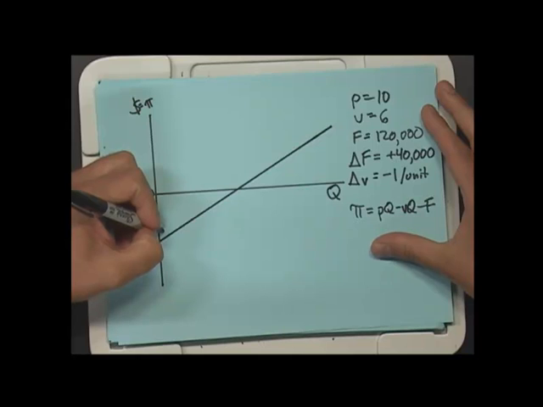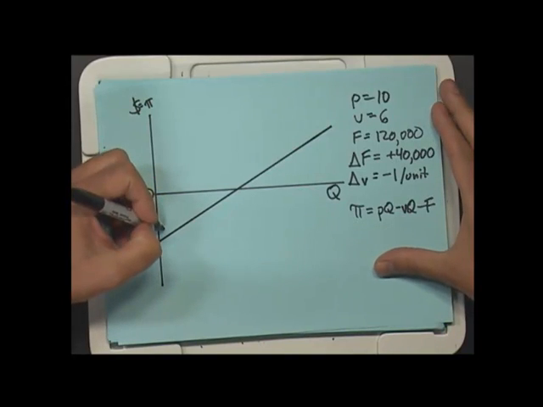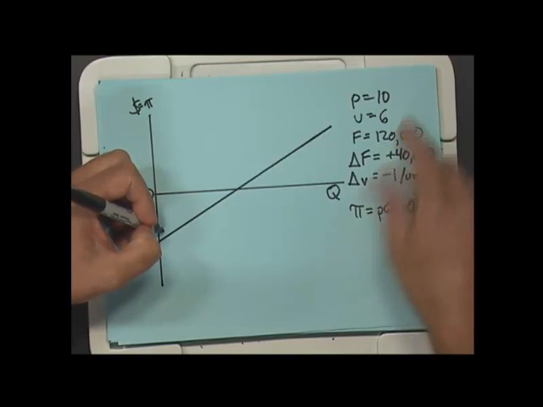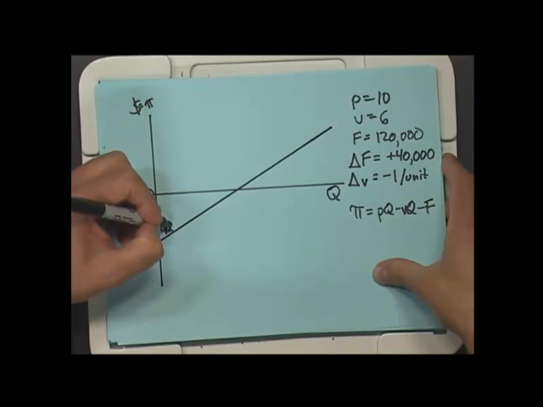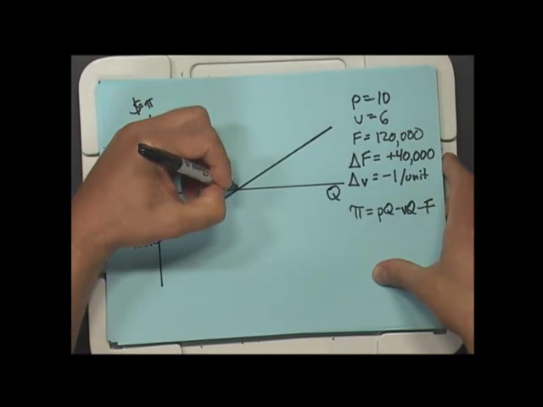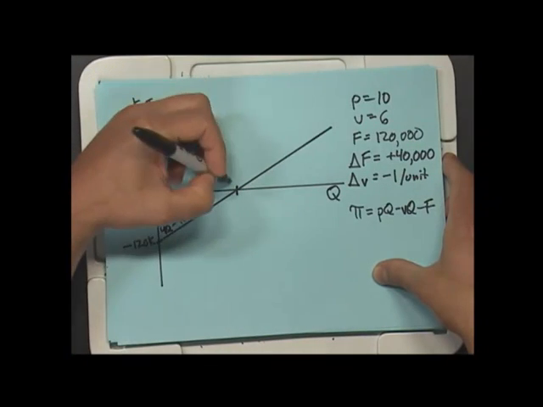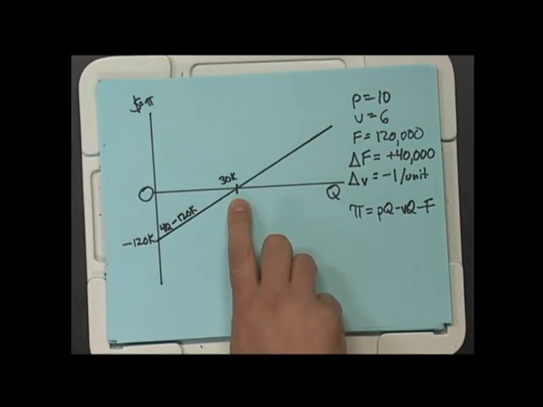This line here is our contribution margin, 10 minus 6, so it's 4Q minus 120,000. And here is our break even, which we calculated before as being 30,000 units. That's where we break even.